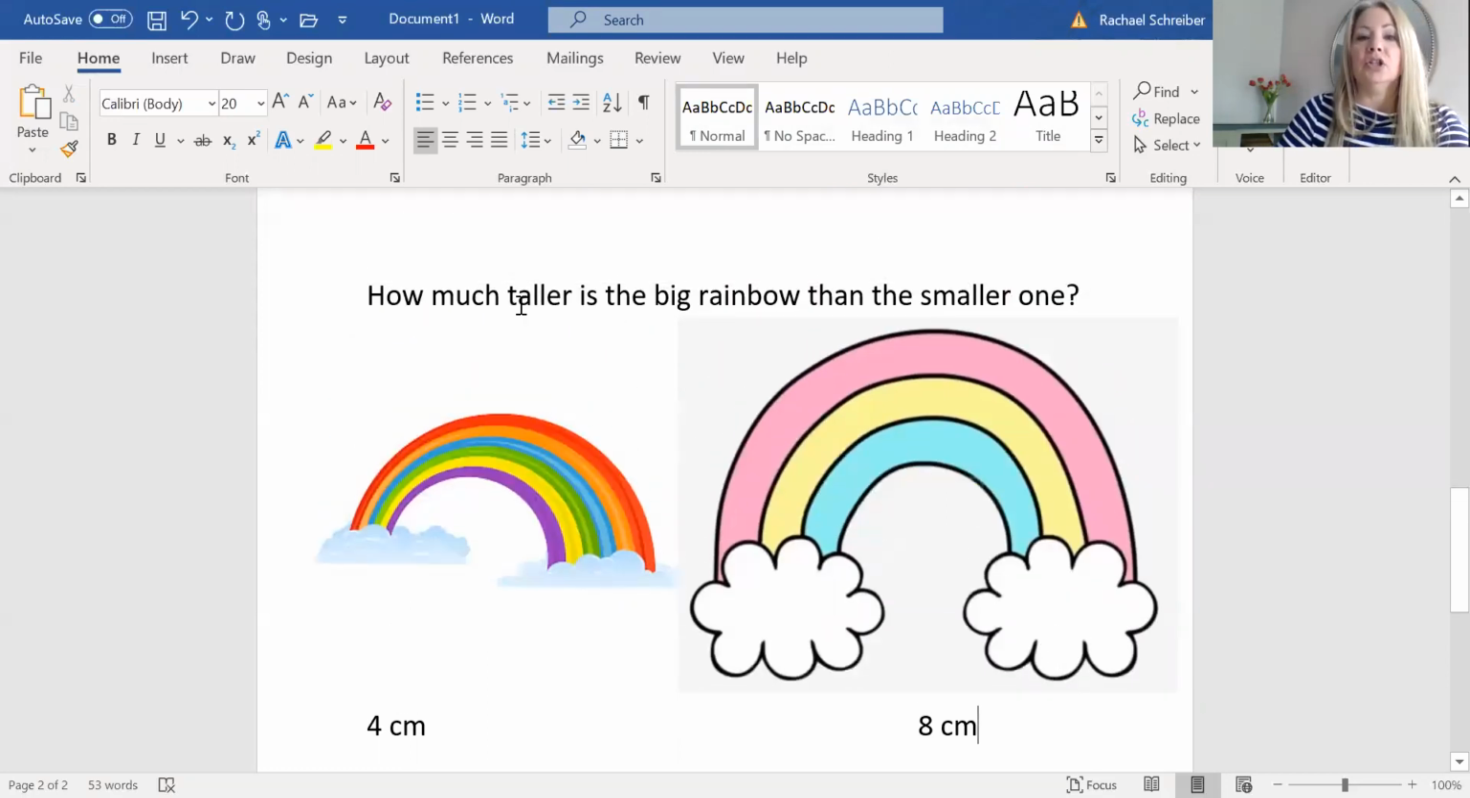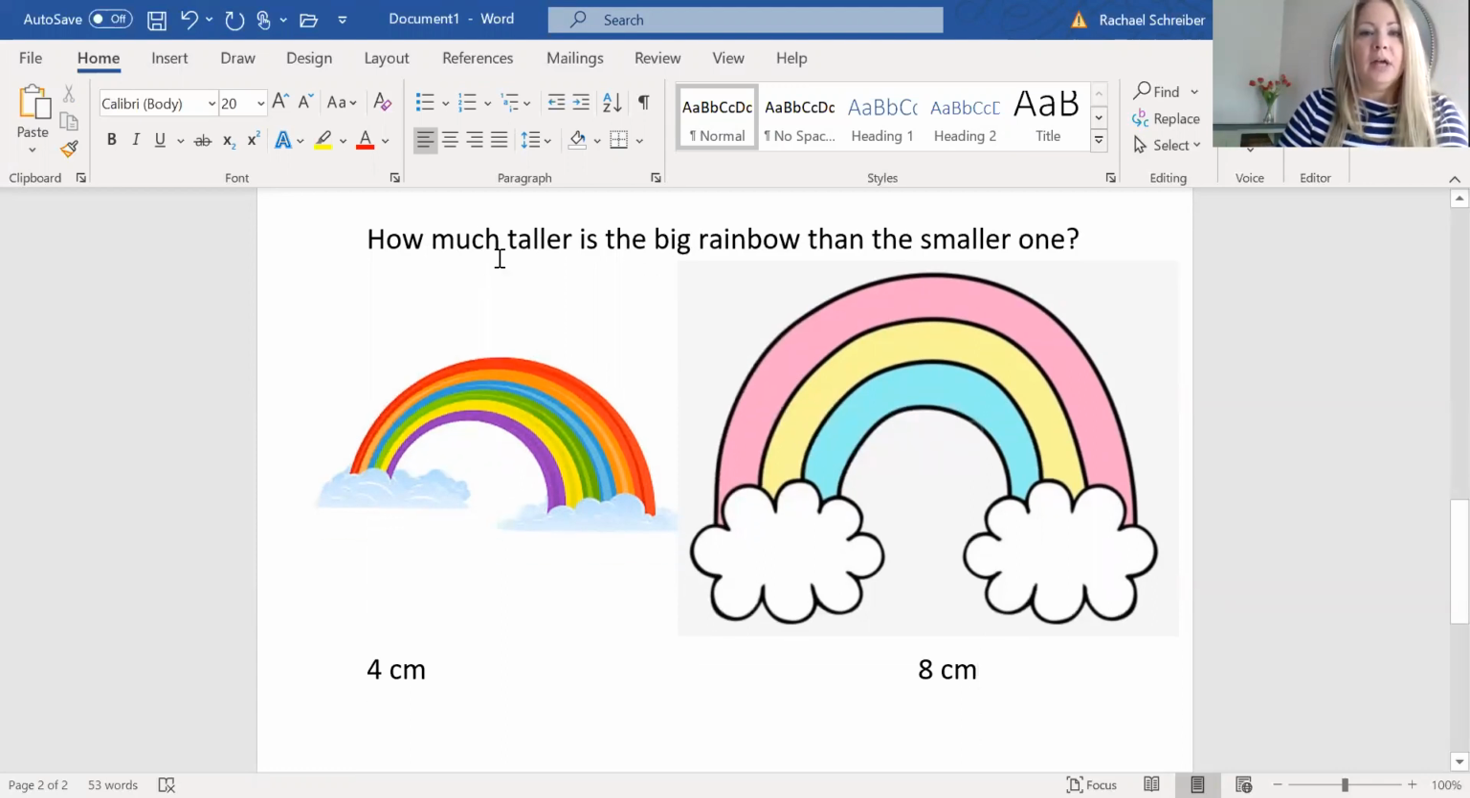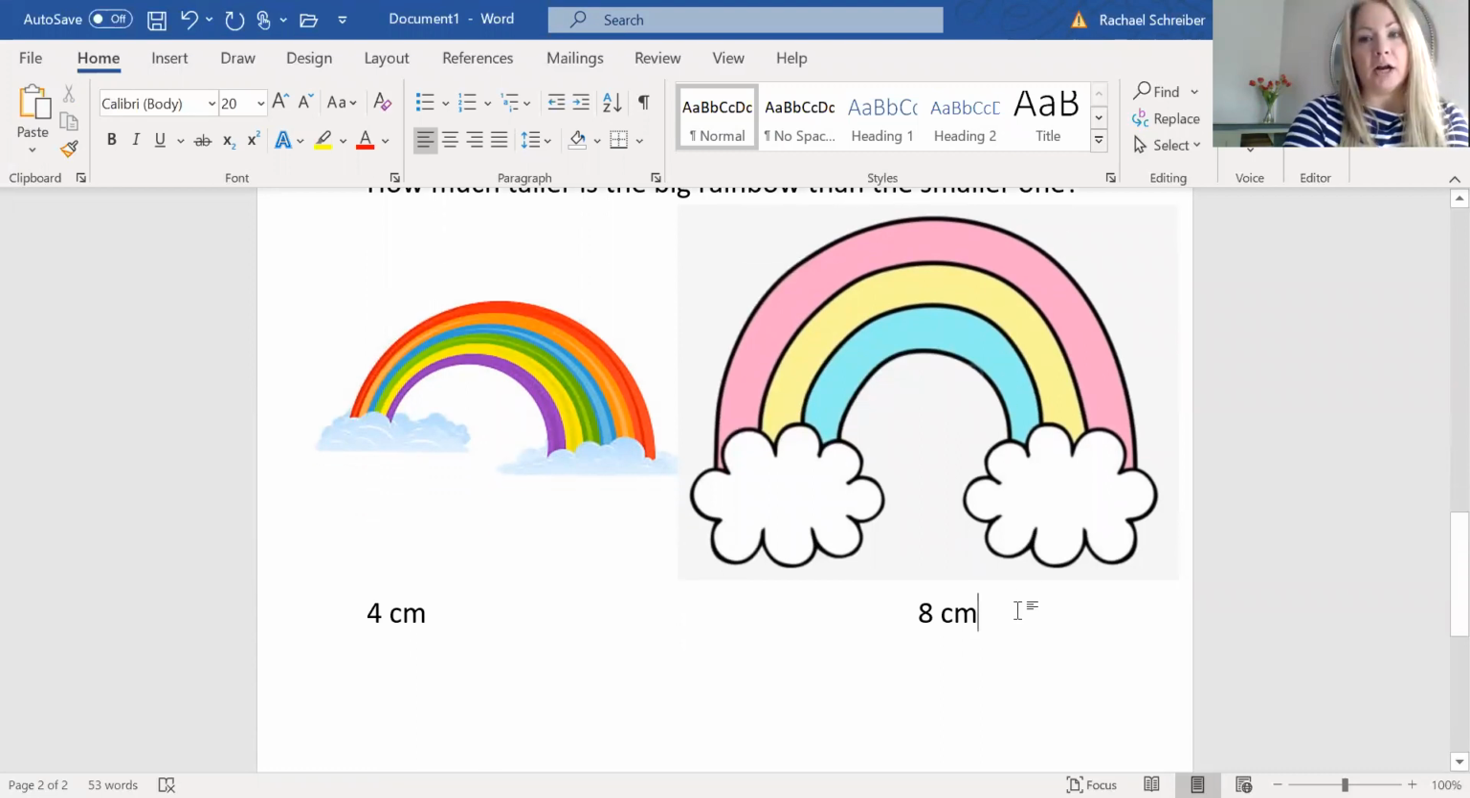So now what we need to do is answer this question. When we compare in measurements, there's always the measuring part first and then the actual subtraction part. So how much taller is the big rainbow than the smaller one? First, we need to write our equation to show how we're going to solve this. Like all word problems, you have to show the equation and then write a sentence. So what should our equation be, boys and girls? We're definitely subtracting because we're comparing, we're finding the difference between the two.